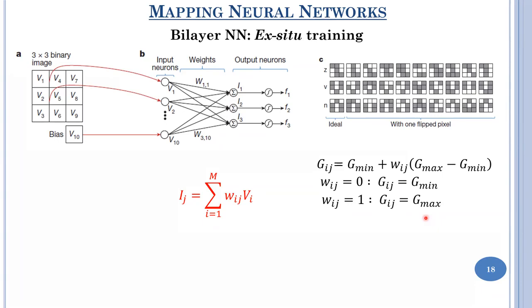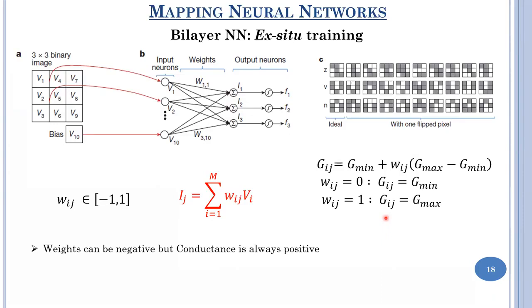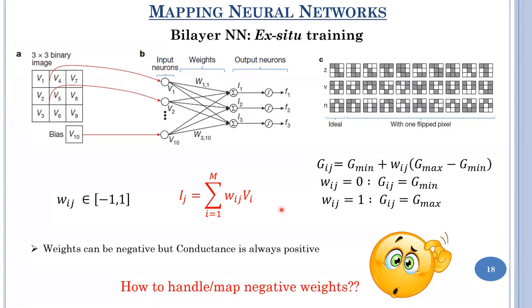Now the question arises that your weights in software can be either negative or positive. Even the normalized weights will vary between minus one and one. However, your conductance in the circuits or in these elements is always positive. So how can we handle these negative weights? The answer is very simple. People go for a differential scheme.